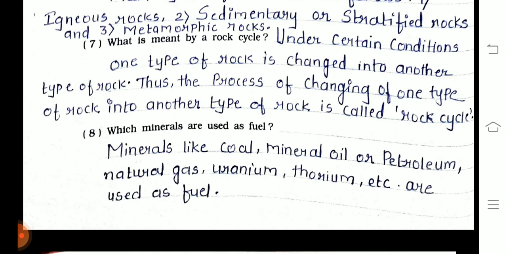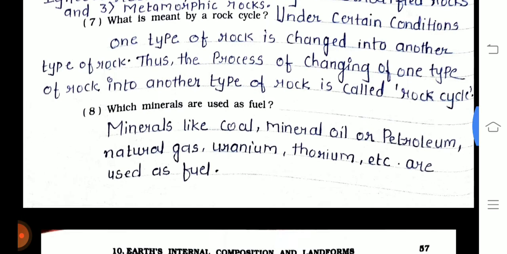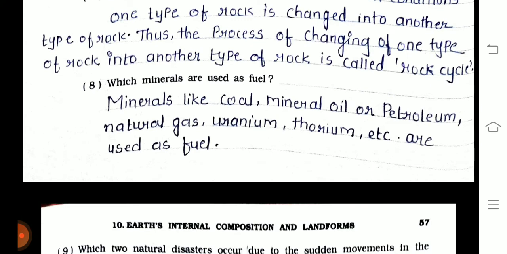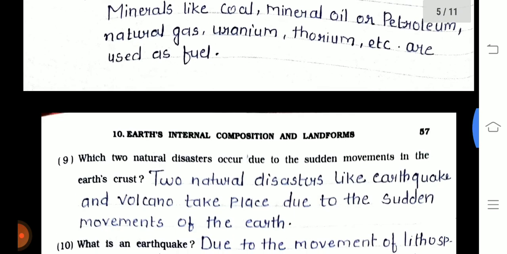Seventh one, what is meant by a rock cycle? Under certain conditions, one type of rock is changed into another type of rock. Thus the process of changing of one type of rock into another type of rock is called rock cycle. Eighth question, which minerals are used as fuel? Minerals like coal, mineral oil or petroleum, natural gas, uranium, thorium, etc. are used as fuel.